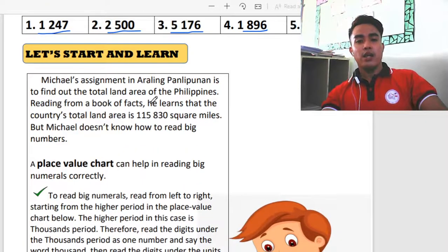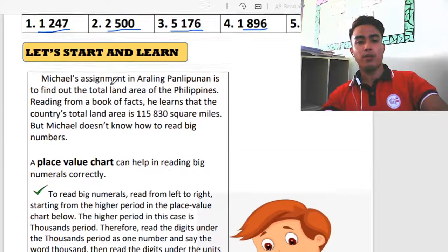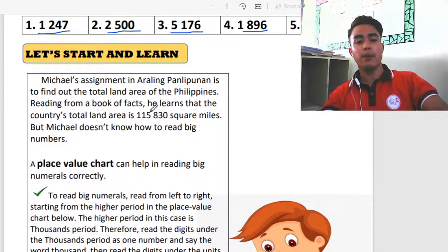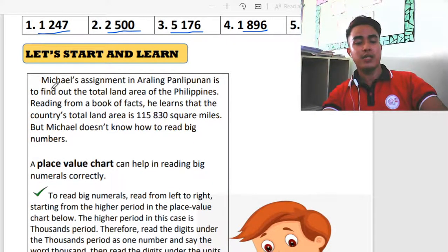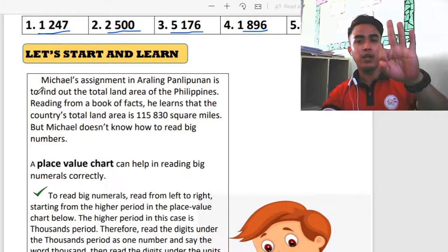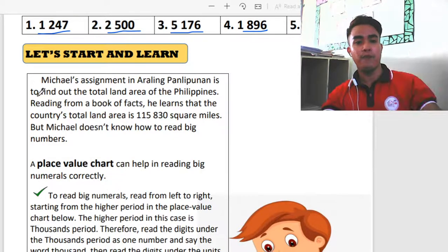Now, let's start learning. We have here a problem. As I read the problem, you also will read. You have to follow me. Inside the box, we have the given problem. Let's try to read it.